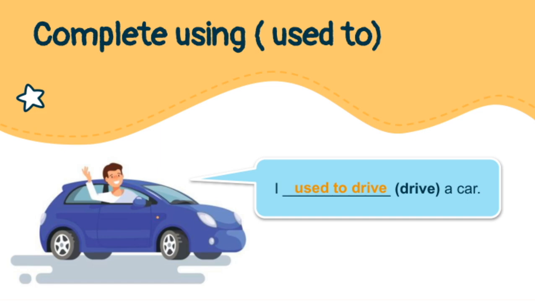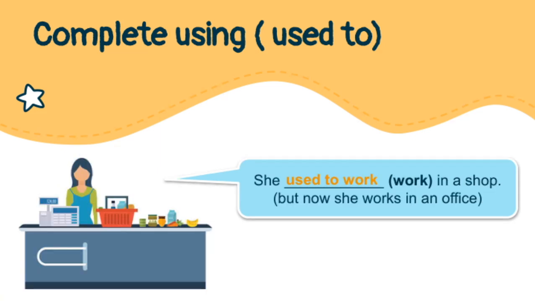The key here is the structure. I used to plus the base form of the verb, which in this case is drive. It's a simple way to reflect on past actions or states that are now different. When you see the sentence, I drive a car, you should fill in the blank with used to before the verb, so it becomes I used to drive a car. This pattern is very useful when you're talking about habits or experiences from the past, especially in contrast to the present. It helps us clearly communicate how things have changed over time, which is often a central theme in understanding language and communication.